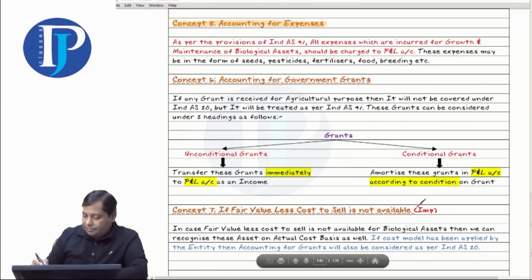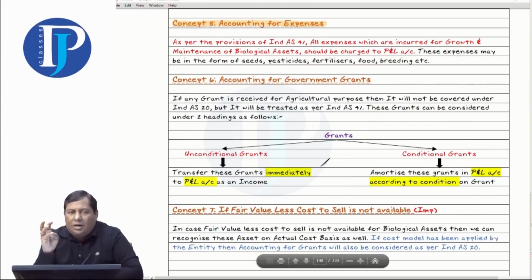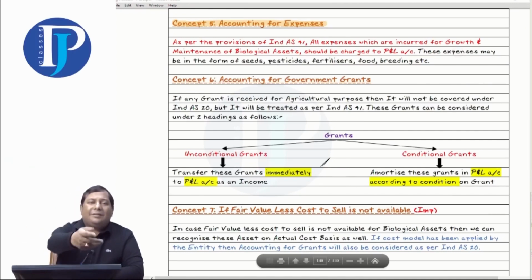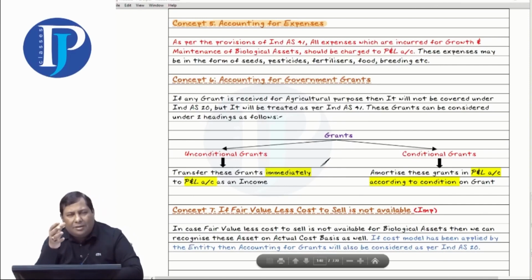Accounting for expenses. The charges of crops, woods and animals are different. Fertilizer, seeds, pesticides, breeding cost, any expense that you incur for the maintenance of your biological assets. We feed the chicken with fodder and we feed grass for the cows. If you want good quality milk, feed the cattle with great fodder.